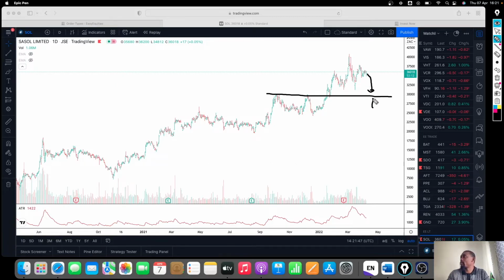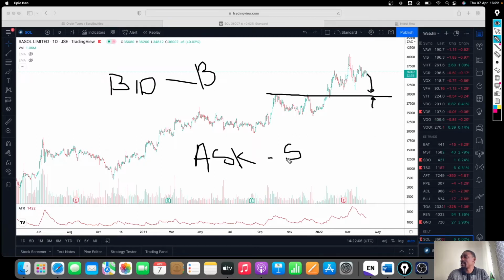So your order will be triggered if the share price, or the bid, meaning the person that is selling Sasol, remember that we have the bid and then we have the ask. Never mind my handwriting, right? So the bid is for the buyer and then the ask is for the seller. If you hold the Sasol shares and you want to sell them to somebody, then you're saying that you want to sell them if somebody is willing.